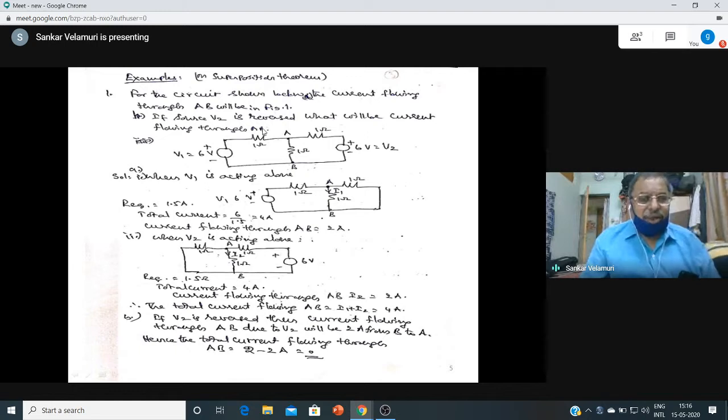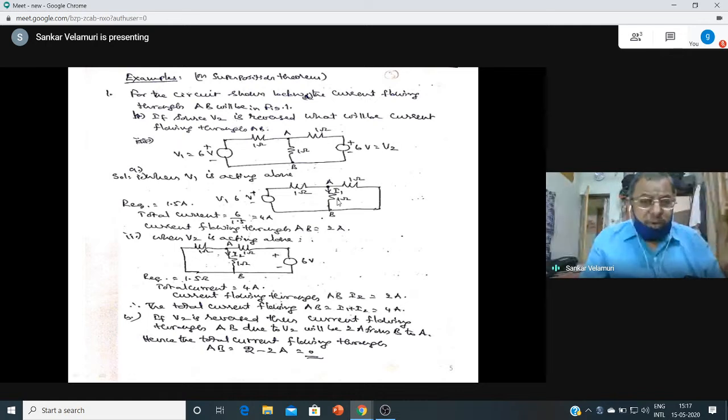So this I would like to emphasize: what is the meaning of the algebraic sum of currents. V1 and V2 are voltage sources of equal magnitude, 6 volts and 6 volts, and 1 ohm is the internal resistance of V1 and V2, because they are connected in series with the voltage source, we can imagine like that. And this 1 ohm is the shunt resistance across AB, where the current is required to be obtained. So that is the question.